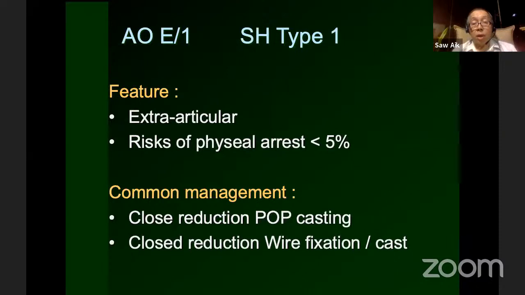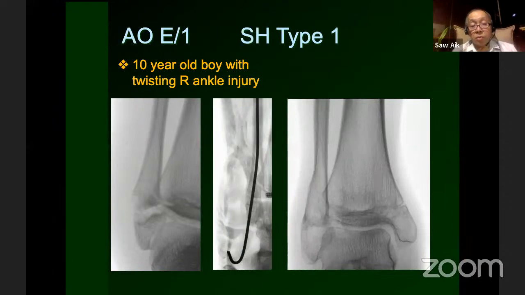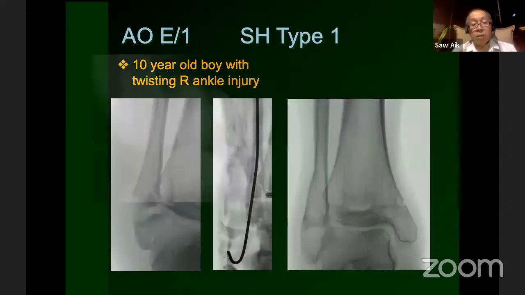Now, AO E1 or Salter-Harris type 1, this is extra-articular with a lower risk of physeal injury. Quite often, we can treat non-operatively. Now, this is a 10-year-old boy with twisting injury over the ankle. So this is a type 1 fracture separation. But since this is intra-articular, it was reduced and fixed with one wire and it healed up very well.